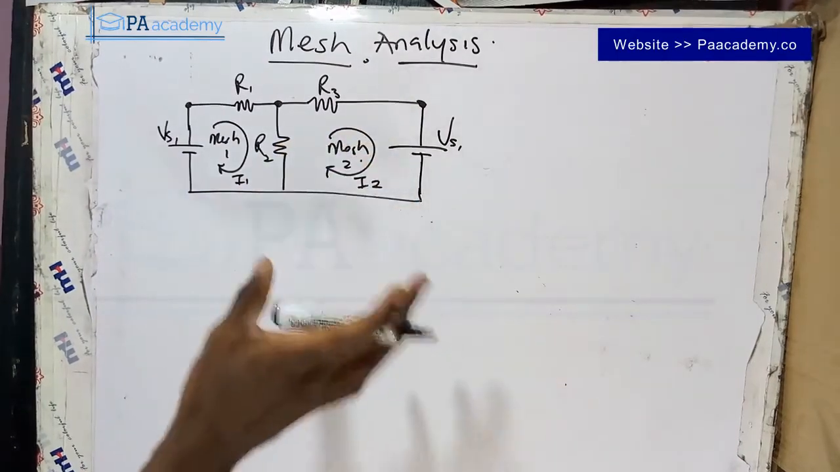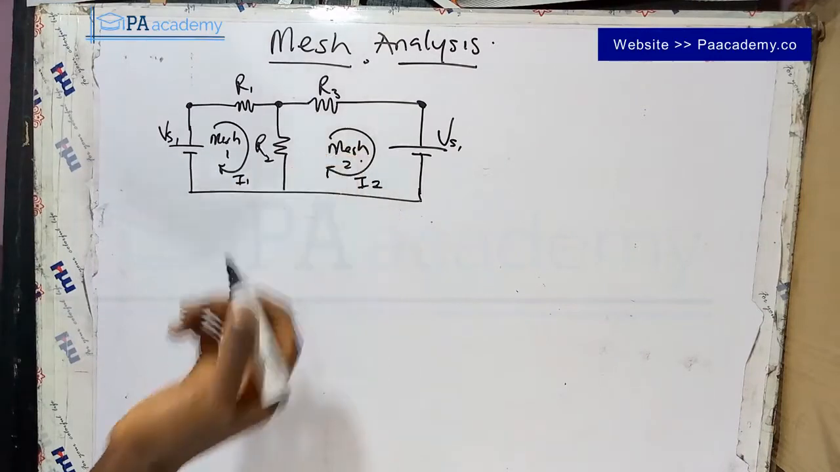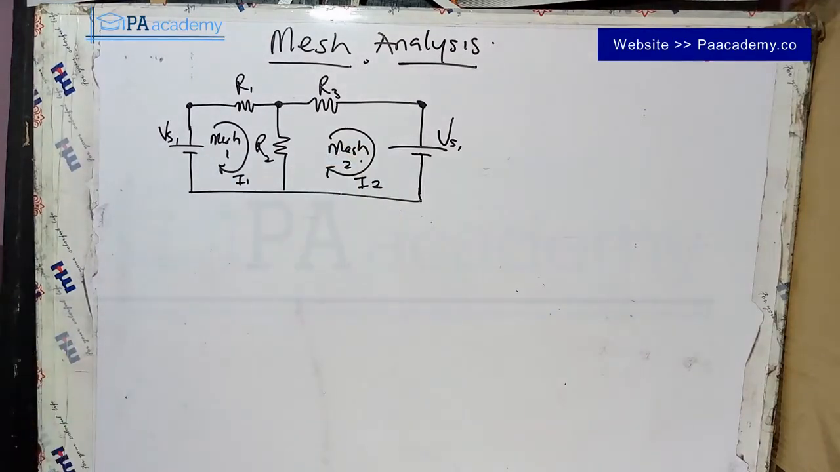I've done a video that explains what is a mesh, the difference between a mesh, a loop, elements, node, junction, branches, and every other thing. The link to that video, you find it in the description of this particular video.